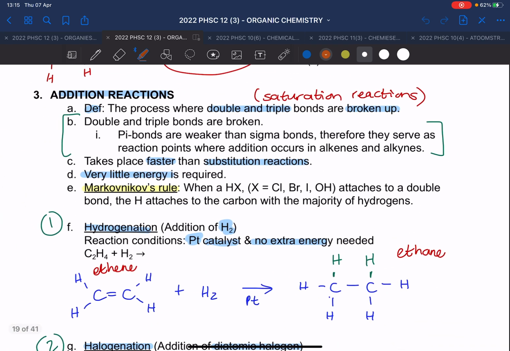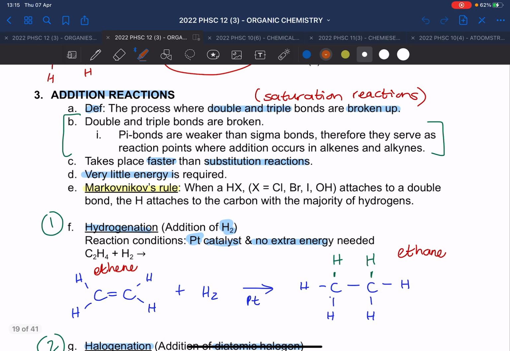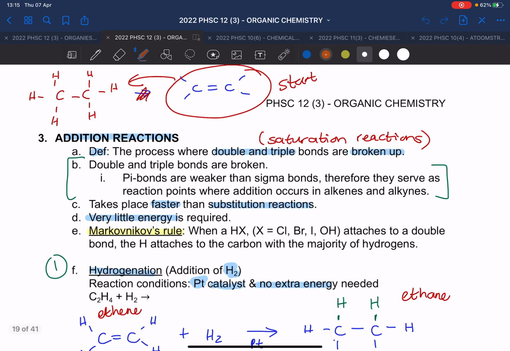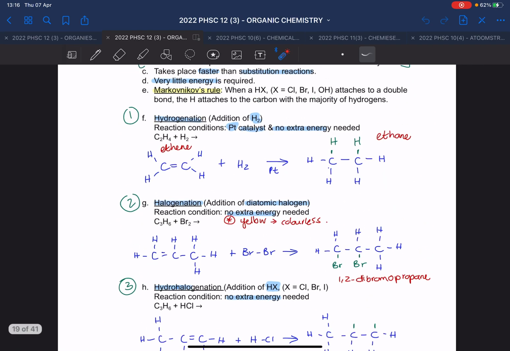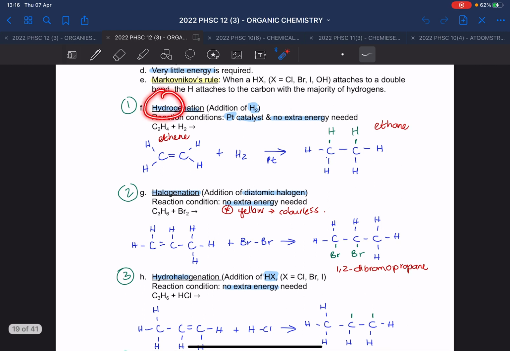Then we are busy with addition reactions. That is where you add something. You can only add something if you start with a double bond. That is important. You must start with a double bond or a triple bond, then you can add something. Now we did a few reactions here. We had hydrogenation, where you add a hydrogen. You had halogenation, where you add a halogen.